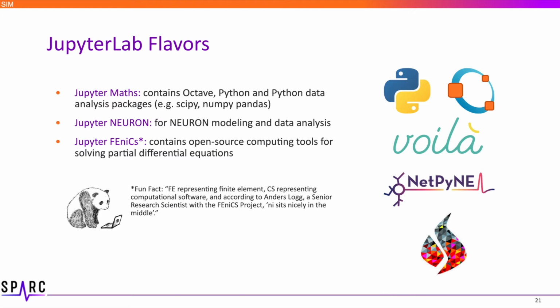And lastly, we have the Jupyter Phoenix, which contains open source computing tools for solving partial differential equations, part of the Phoenix project. And as I was creating this presentation, I came across one fun fact about what Phoenix stands for. FE representing finite element, CS representing computational software, and the NI is just there because it sits nicely in the middle. So o²SPARC is not the worst when it comes to loving acronyms, apparently.